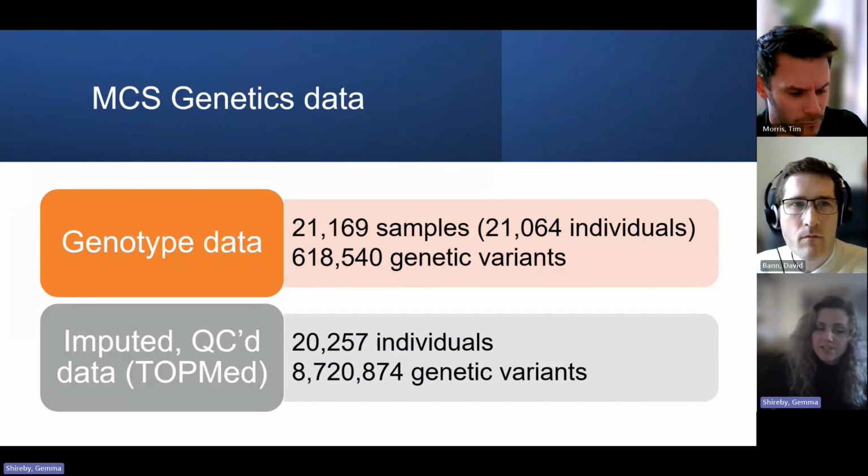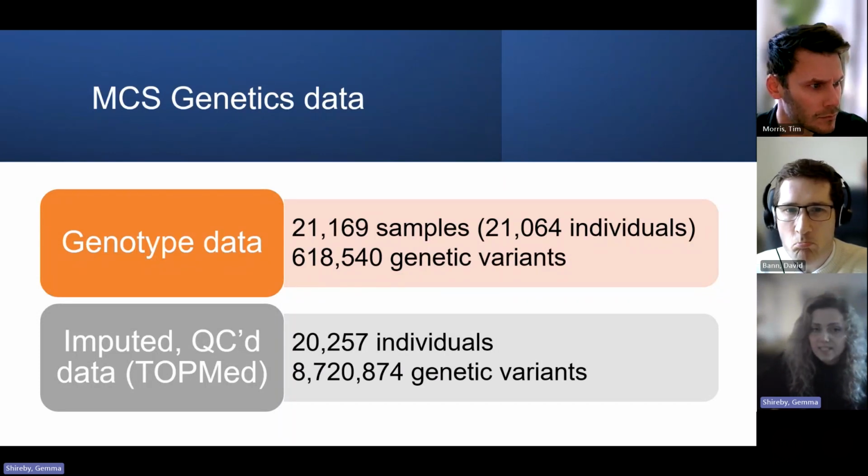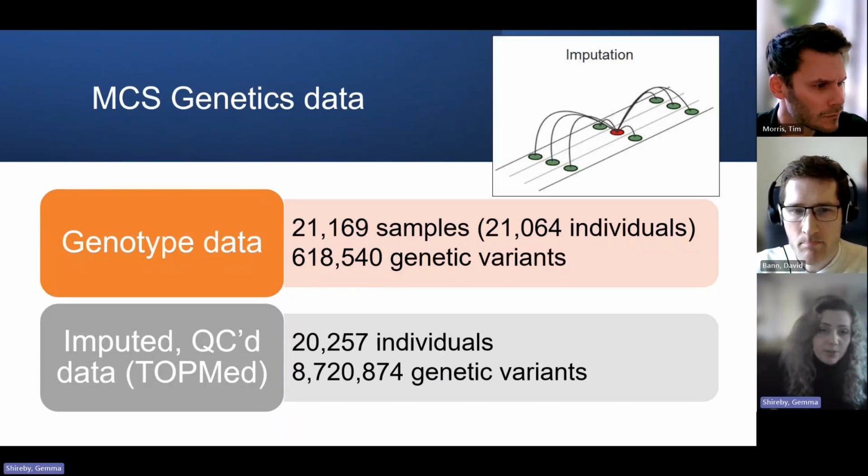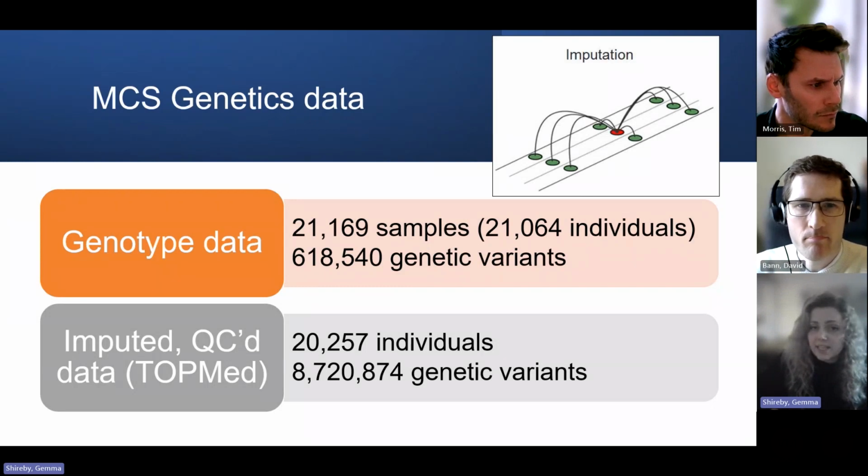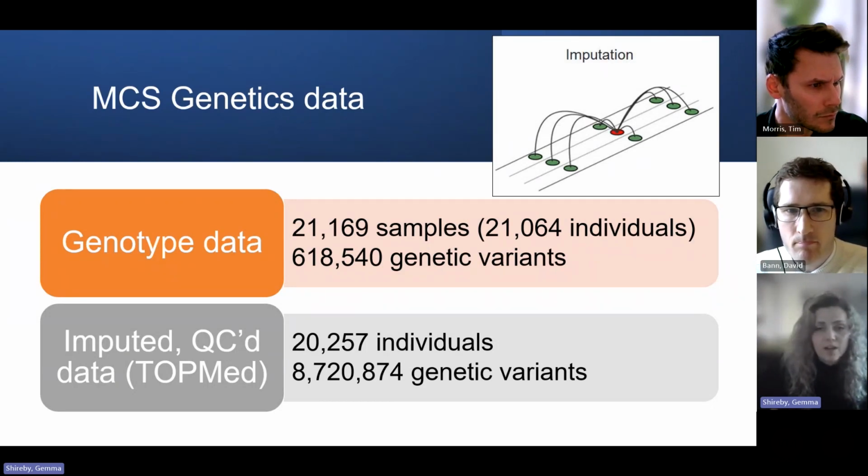And these data were generated using the GSA array. So there's over 600,000 genetic variants for this data. And we also have imputed data. So in genetics, this is the statistical inference of unobserved genotypes. And the reason we do this is to boost power and coverage across the genome.